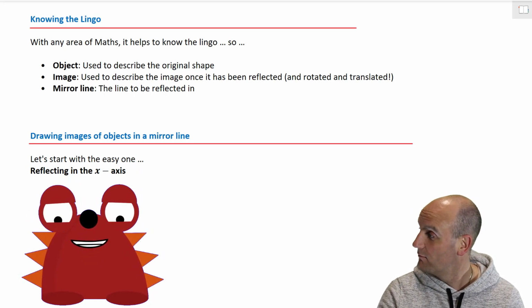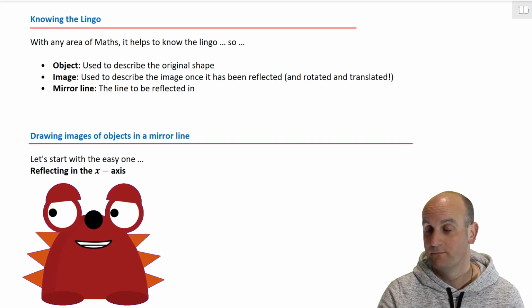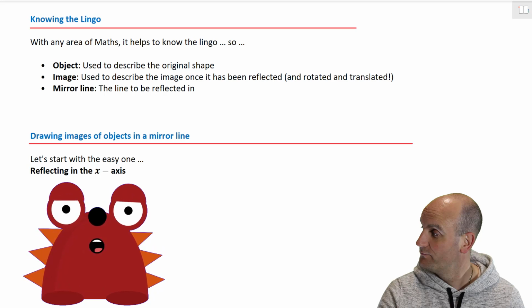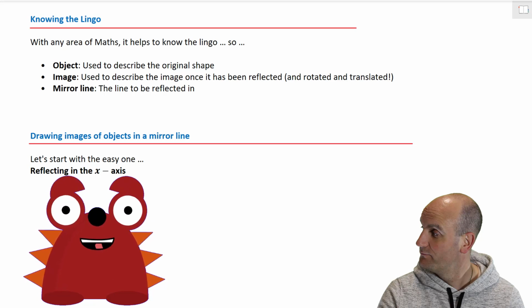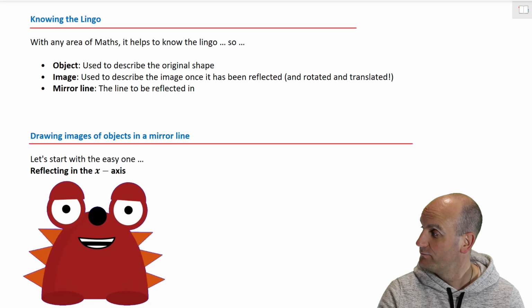Well, I suppose the first thing is an object, and the object is generally the initial shape. That's it, the initial shape. Now, what about the image? Well, the image is pretty much the shape that's been reflected. It's what you see in the mirror. So obviously you are the original object, and you see yourself as the image.